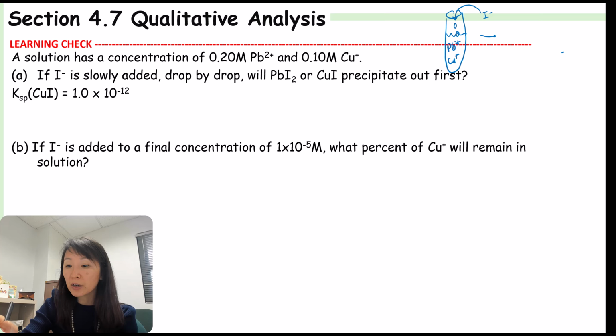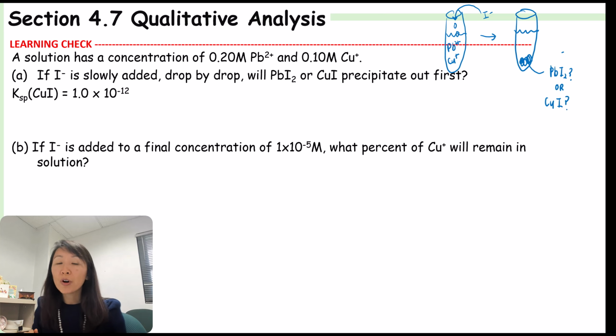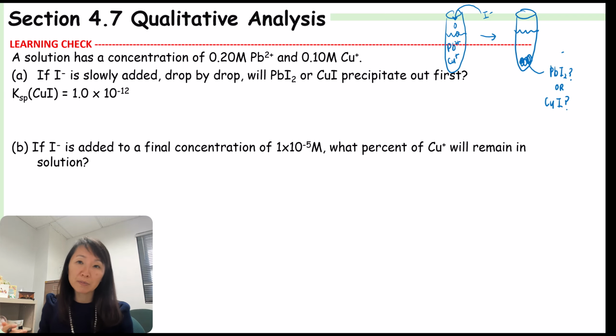So if this were to occur, at some point you're going to have a solid in this aqueous form. Well, is this solid lead iodide or is this copper iodide? That is the question at hand, okay? When you're asked something like this, you're going to be looking at and comparing the Ksp. I already gave you the Ksp for copper iodide, because it's not in the reference sheet, but go ahead and look for the Ksp value for lead iodide.